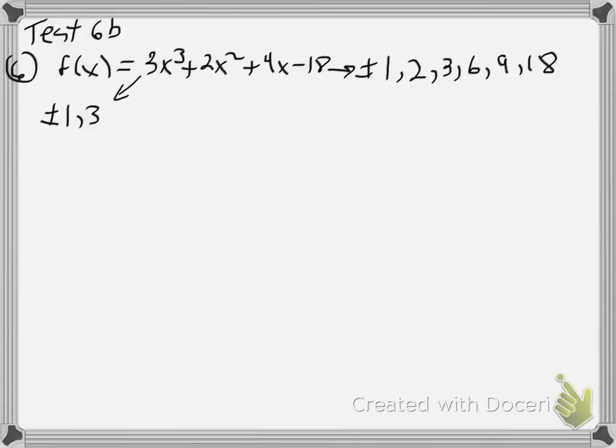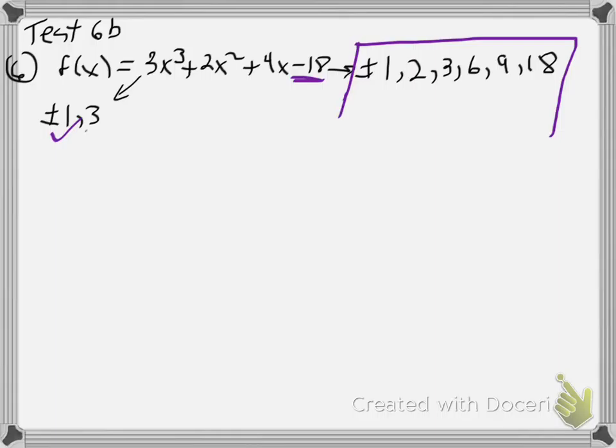So now what we have to do is take the factors of 18 divided by the factors of 3. So we're going to get these factors right here right away, and that gets us those ones there if we divide by 1 or negative 1. And now we're going to have to take all those numbers and divide them by 3.